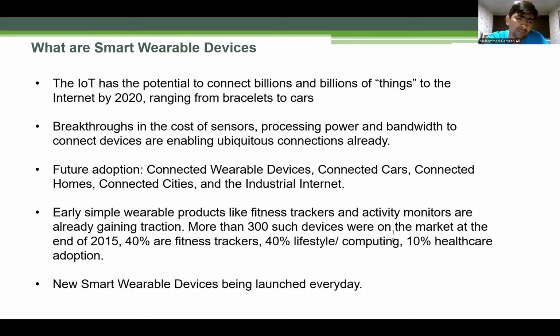Early simple wearable products like fitness trackers and activity monitors are already gaining traction. More than 300 such devices were on the market at the end of 2015: 40% are fitness trackers, 40% lifestyle and computing, and 10% healthcare adoption. New smart wearable devices are being launched every day, so you know every day there are different kinds of watches.